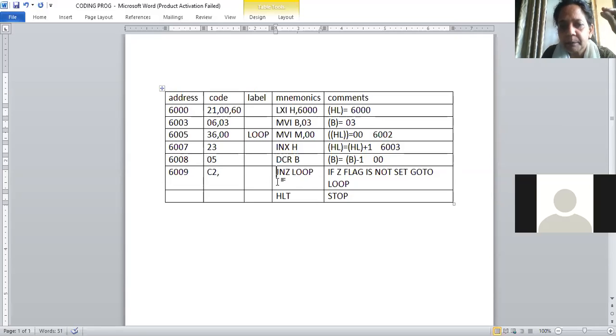Are you understanding this or not? So actually I am telling it to go to 6005. Loop means jump if not 0 to 6005. That means I will have to write here 05 and 60. And now the next instruction will be at, what will be the address of this instruction? Can anybody tell me the address of this instruction?